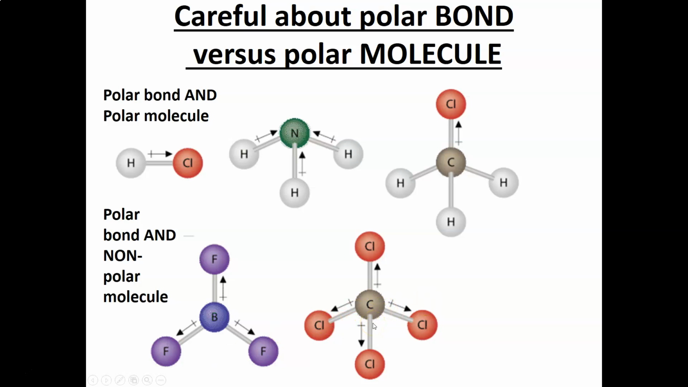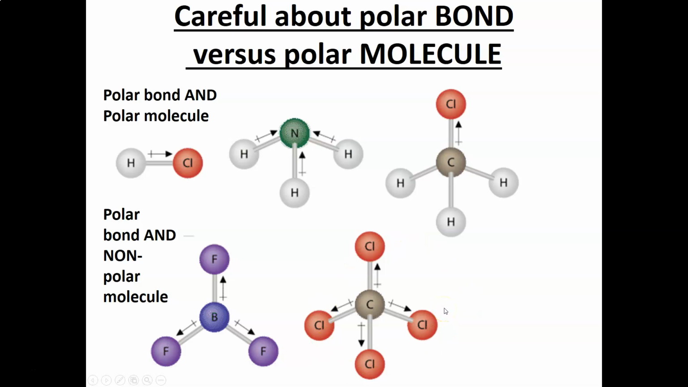Same over here with CCl4. Yes, this bond is polar. Yes, the chlorine is pulling the electrons out towards this way. But if I were to flip this over, it's the same everywhere. So the molecule ends up being nonpolar.